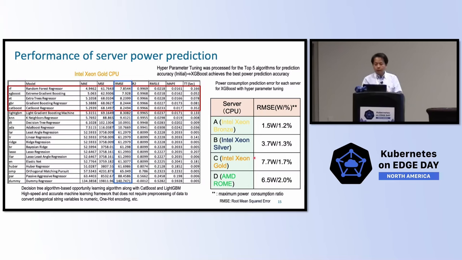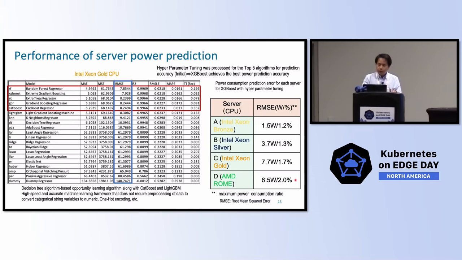So here is the general result of our server power consumption models. This is about accuracy, because we need an accurate model to let the workload optimizer do the right dispatch to reduce power consumption. Basically, we achieve very good accuracy of power consumption prediction across different servers. The error of the prediction based on RMSE is from 1.2% to 2.0%. Intel Gold or AMD ROM CPUs, which have higher power consumption behavior, normally have higher error, but still within acceptable ranges.